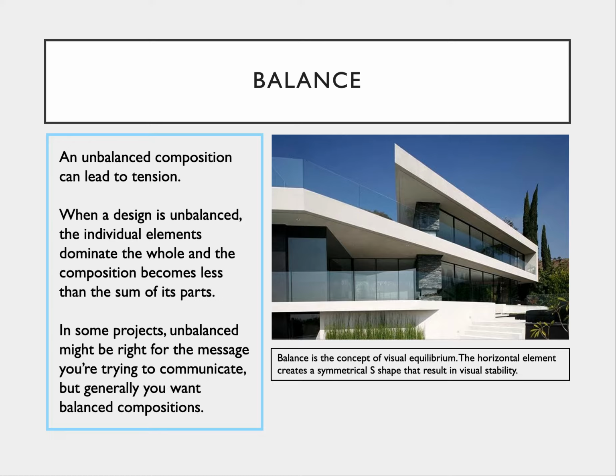An unbalanced composition can lead to tension. When a design is unbalanced, the individual elements dominate the whole and the composition becomes less than the sum of its parts. This building, this residence, is a very beautiful example of balance. Even though the right piece looks like it's floating in space and can become visually heavy because it's higher, it's balanced out by the anchor of the space to its left. And also it creates the symmetrical S shape, and that is also an element of visual stability.